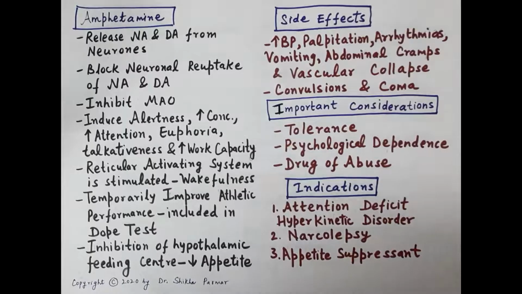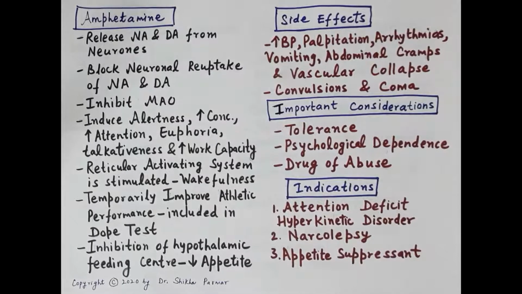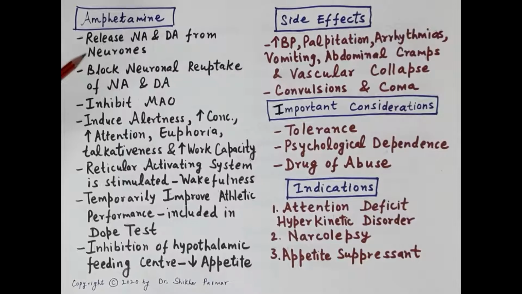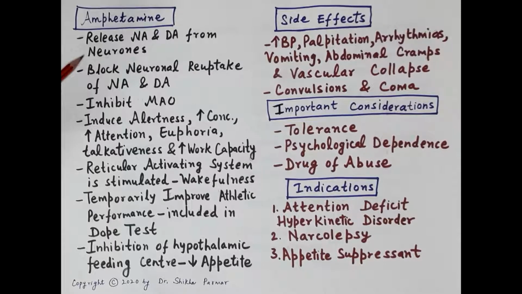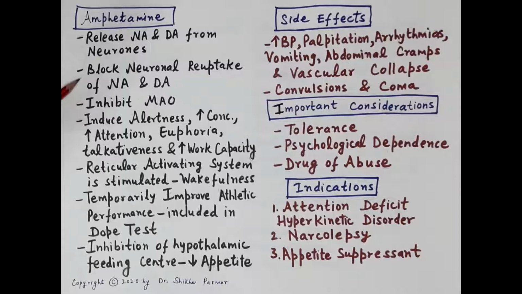Now this slide talks about the pharmacology of amphetamine. Amphetamine releases noradrenaline from adrenergic neurons and dopamine from the dopaminergic neurons. It increases the levels of noradrenaline and dopamine at the synaptic cleft. Amphetamine blocks neuronal reuptake of noradrenaline and dopamine. This we have already discussed.